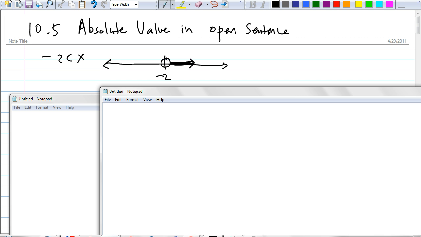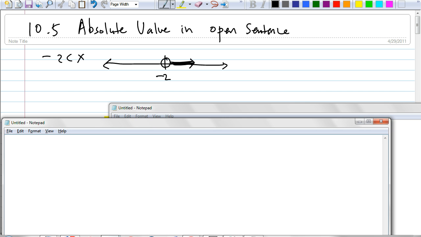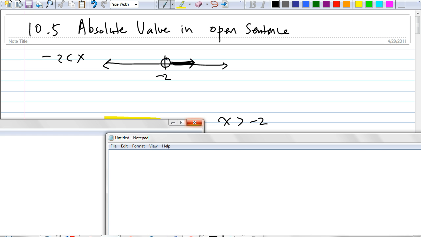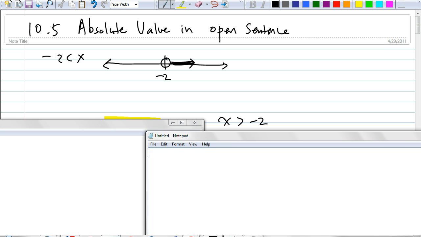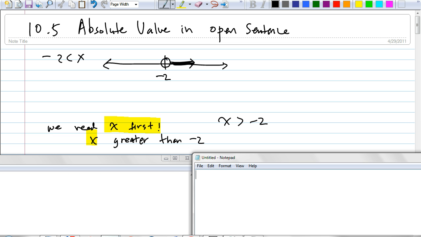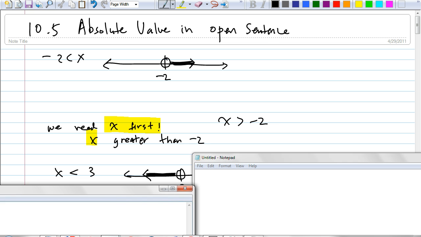Very good. All right. Sometimes people just write it this way, x greater than -2, if you don't want to get confused. Because we usually read from left to right, so we write it like that. I'm emphasizing this again. We need to read x first. So you have to read x greater than -2, okay? And sometimes people, like I said, just rewrite it this way.